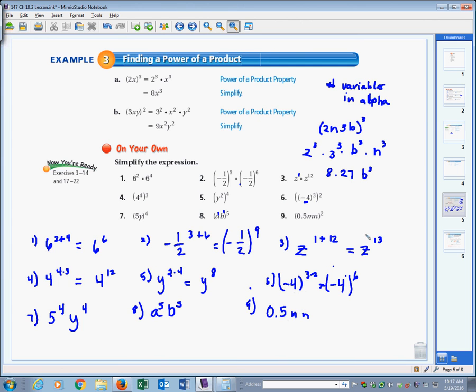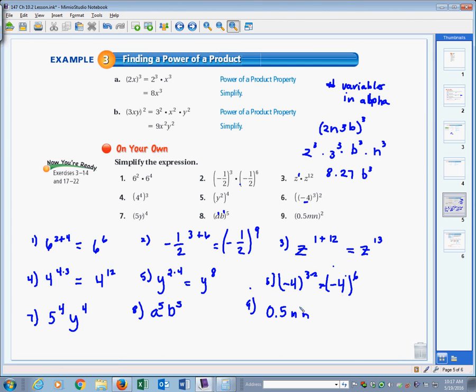Let me ask you a question before we continue with this. To the power of 2. How many factors do I have inside this parentheses? I have 0.5, and then what else do I have? I have m, and then n. So how many factors do I have inside this parentheses? 3. So how many factors should have a power to the second power? 3.